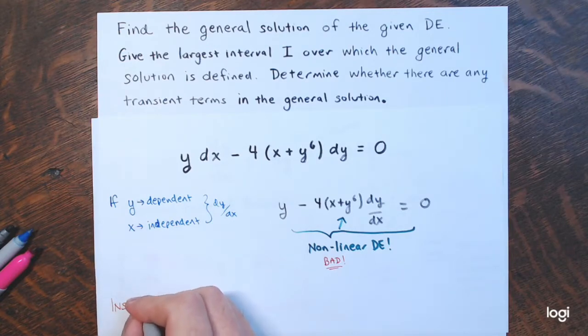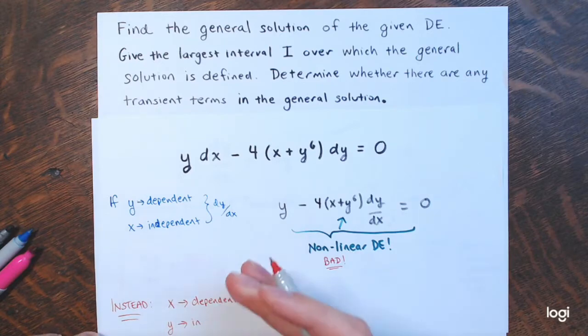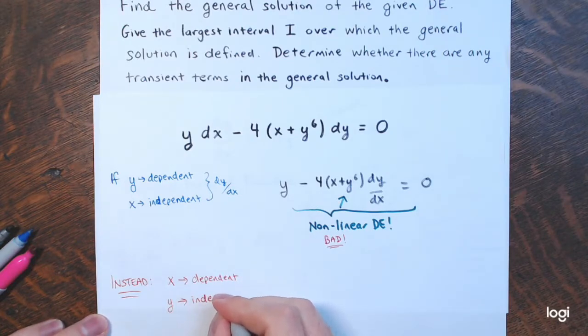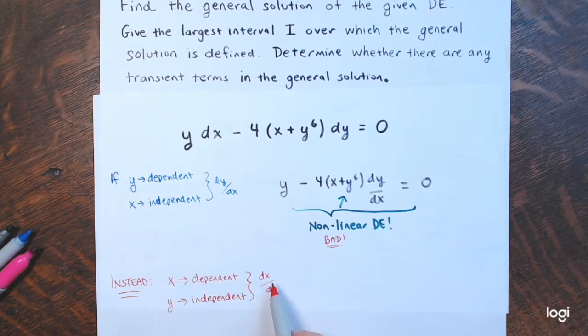let's switch the role of x and y. Let's treat x as the dependent variable and treat y as the independent variable. So when I find my solution, it's going to be x equals, right? x is going to be a function of y this time. So we're looking for dx/dy. I want derivatives of x with respect to y in my equation.